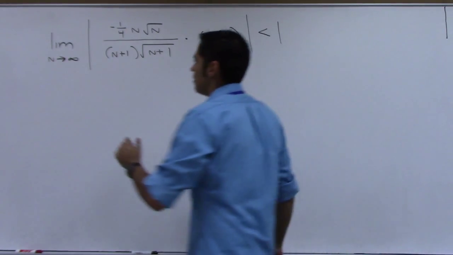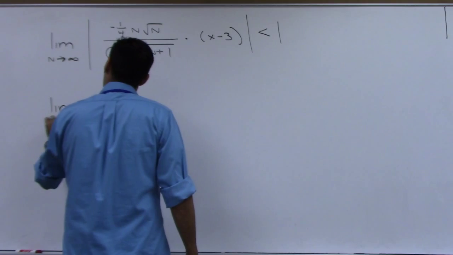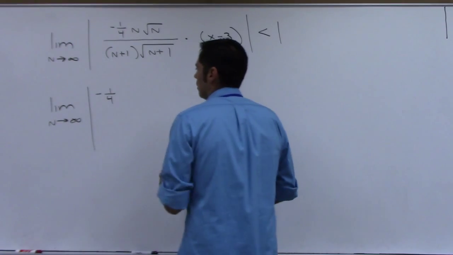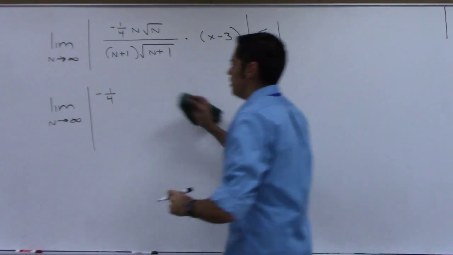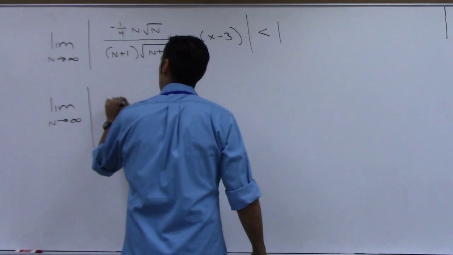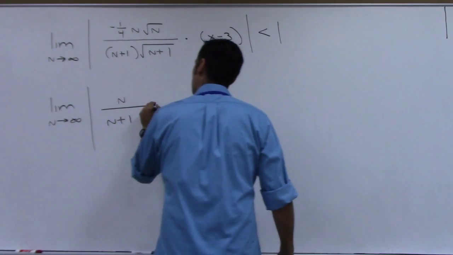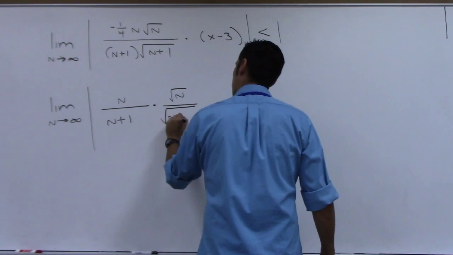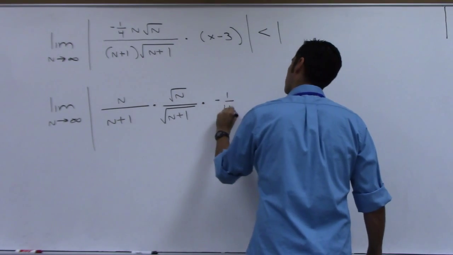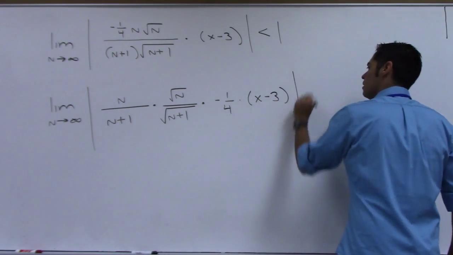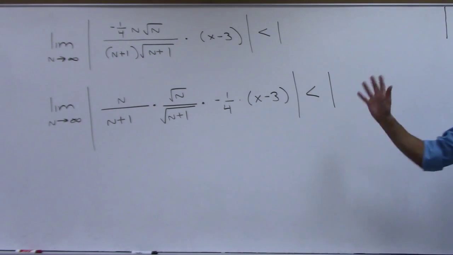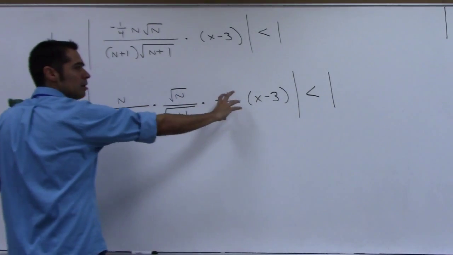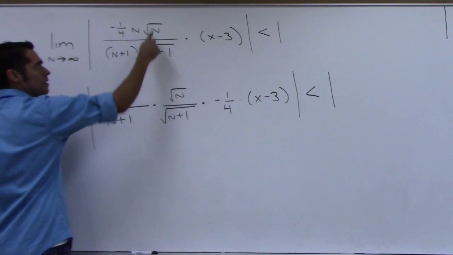So watch the way I write this. Limit as n goes to infinity, negative 1/4. Well, let me just, for the sake of doing it, write n over n plus 1 times root n over root n plus 1, times negative 1/4 times x minus 3 there. Do you agree or not? Is that the same thing? I just slid the negative 1/4 way out here. I'm doing this over this, this over this.